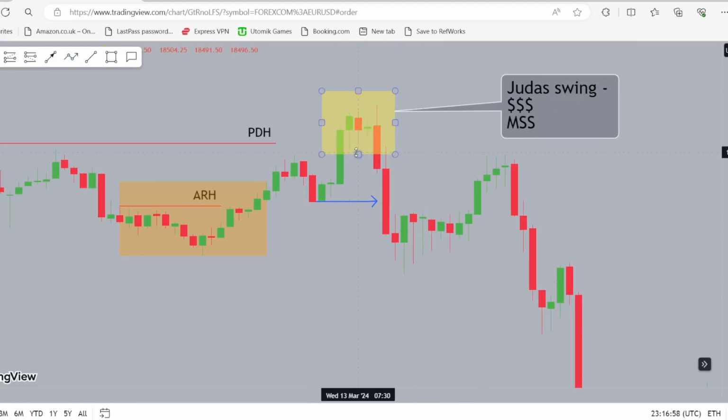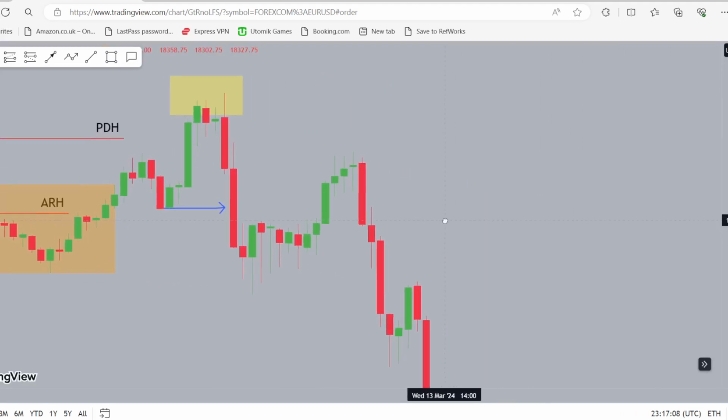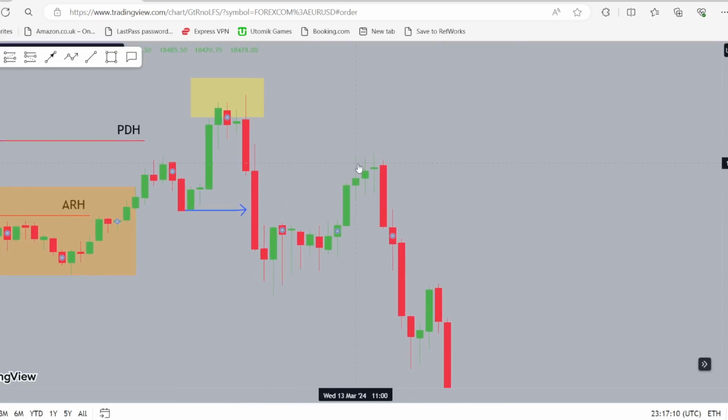So now that we've had price deliver the Judas swing up here, and it's swept liquidity, so Asian range high and previous day high, what's the next thing we want to look for in the markets, right? So we want to enter off an order block. So what constitutes an order block? What makes an order block valid, right? We want to be entering off an order block, right?